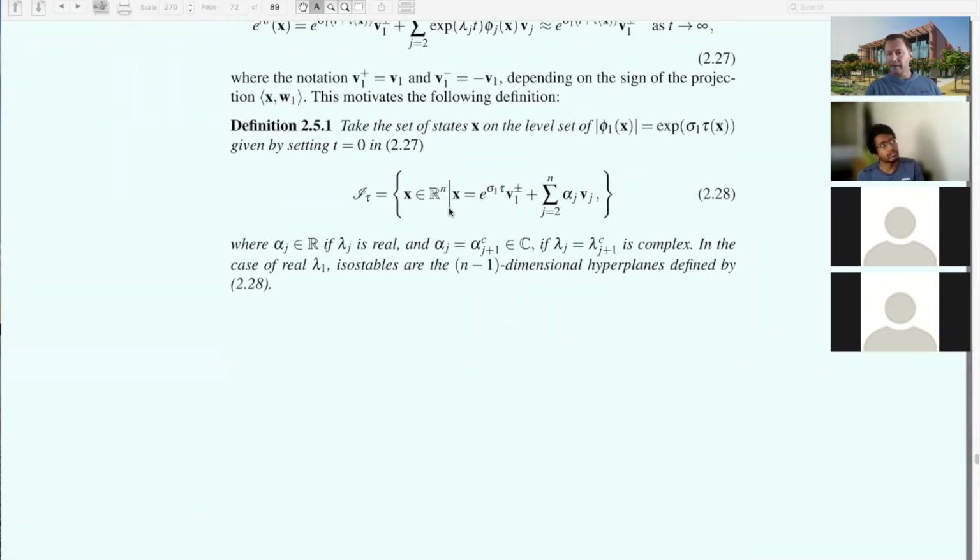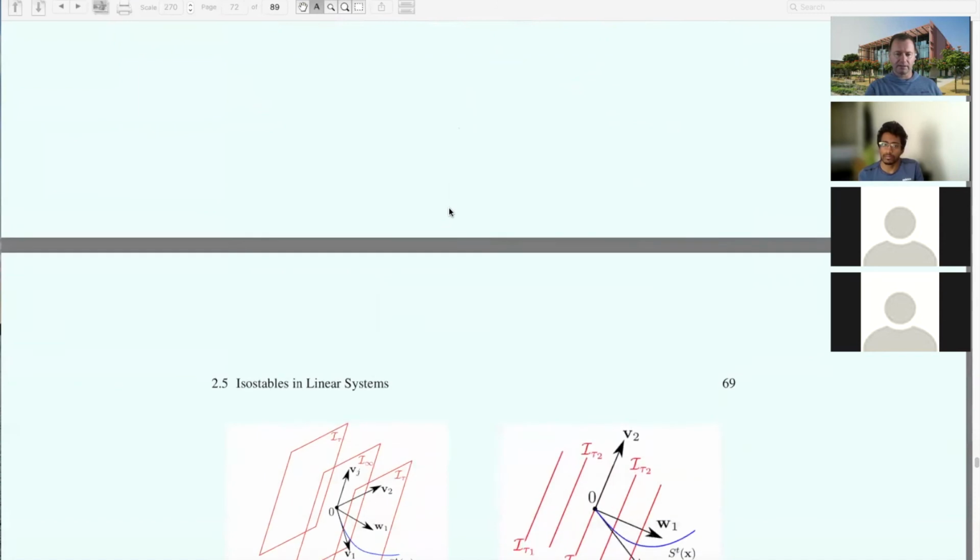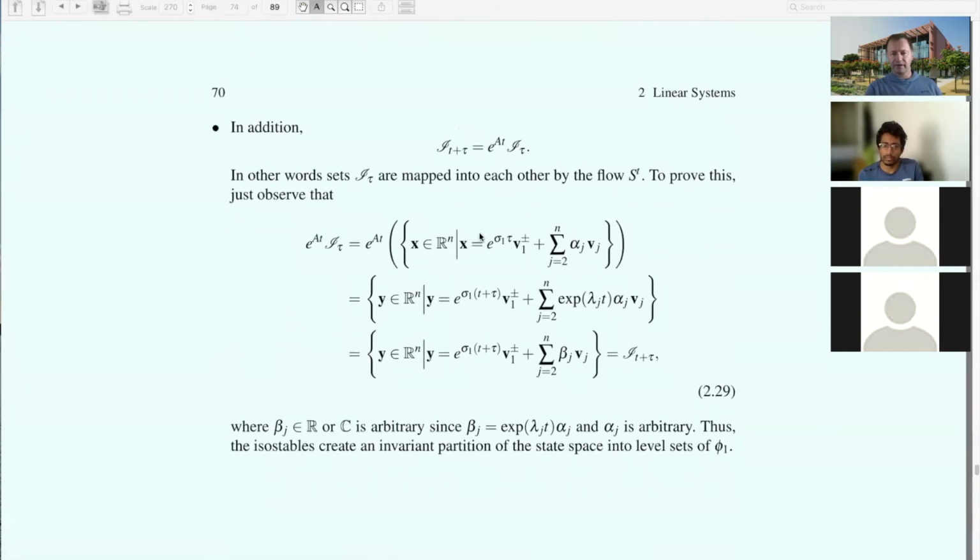And so now I'd like to prove that that's actually an invariant partition. So let's show that. We define this isostable set as X in Rn, such that X is e to the sigma 1 tau V1 plus the sum over j from 2 to n of alpha j Vj. So far, so good. Let's apply the flow to that set. So another set in the same partition should be obtained by just utilizing the flow on the original set. That's what invariant partitions are about, right? You take one set, you put it into another.